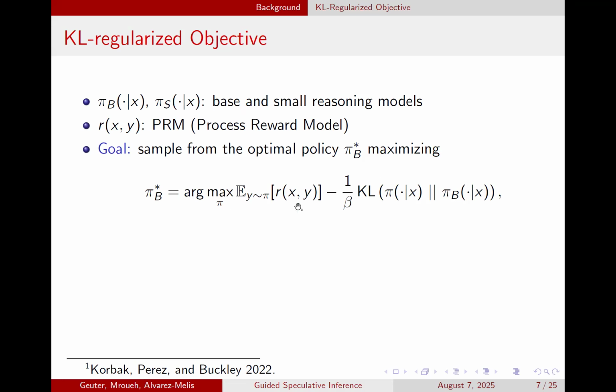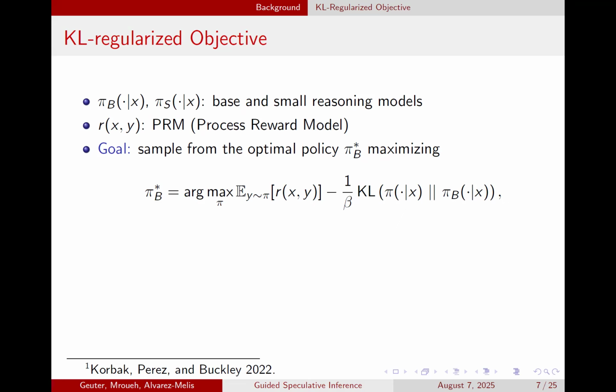We're looking for a policy that maximizes the expected reward, while at the same time we want to minimize the KL, the Kullback-Leibler divergence, between our distribution pi and the base distribution pi b. And why are we interested in this objective? This just means we want to generate responses with high rewards, but we also want to generate responses that are not too far from our base model pi b, because we know pi b is a good model. We don't want to move too far from it.